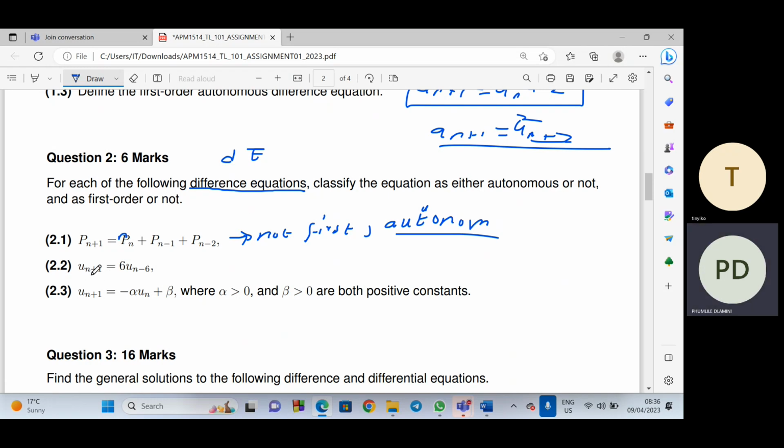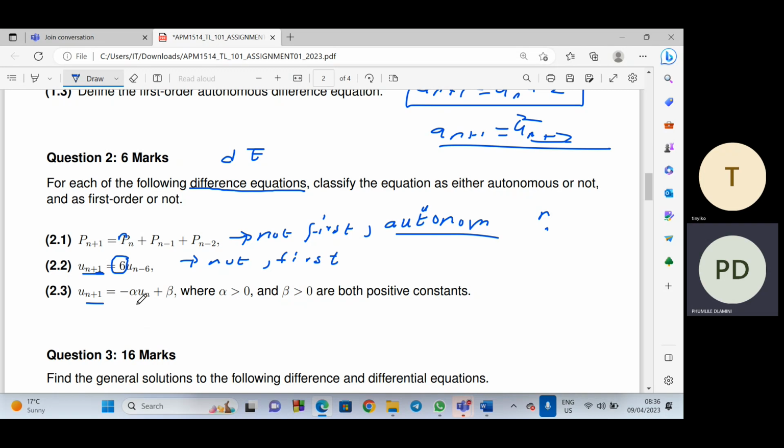In this equation, u_{n+1} equals this equation here, with n times 6. The 6 is representing n, and it can be any number. So this equation is not autonomous. And then after that, n minus 6: u_{n-6} can be u of n minus 6, a term below n plus 6. So this equation is first order, but it's not autonomous.